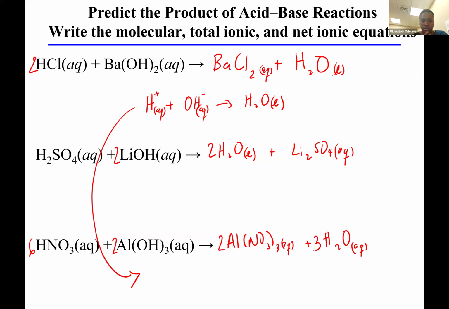Pretty sure. Or not. Hold on, guys. All right, let's talk through this together. Have 3 things of nitrate, so I should have at least 3 on this side. 3 things of OH.